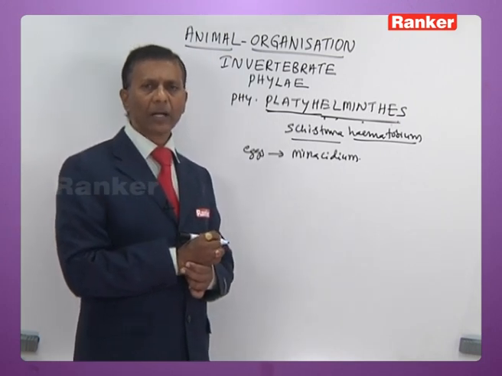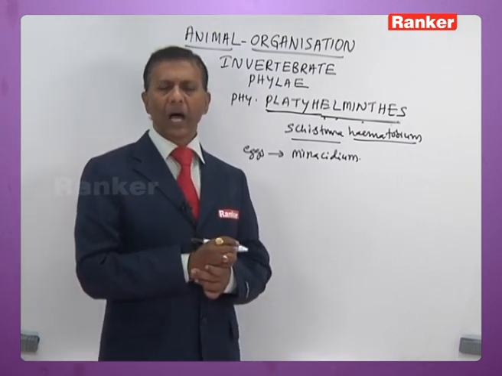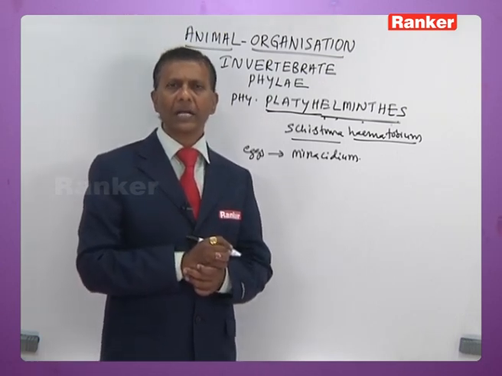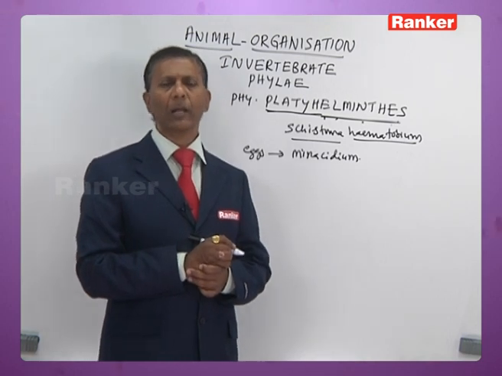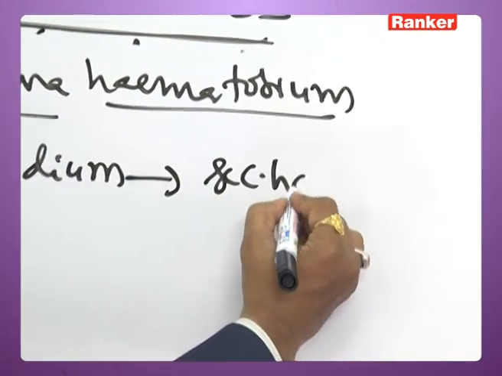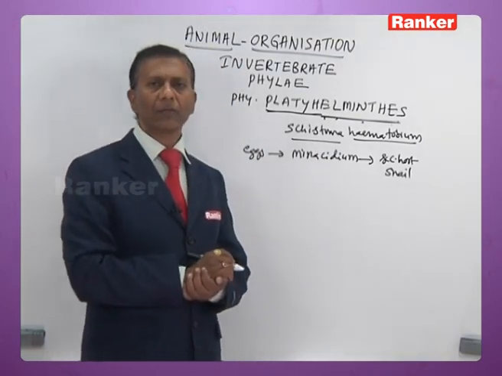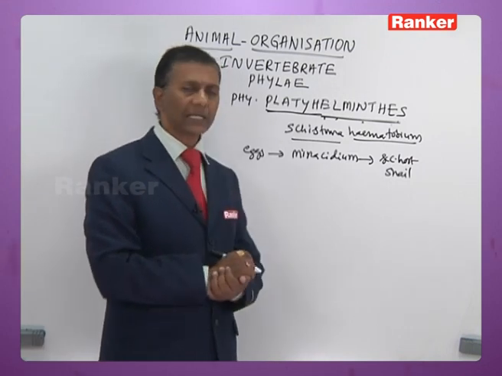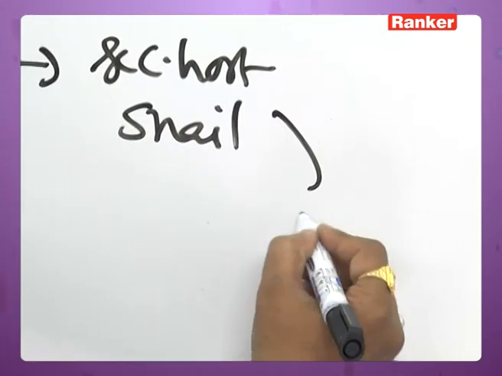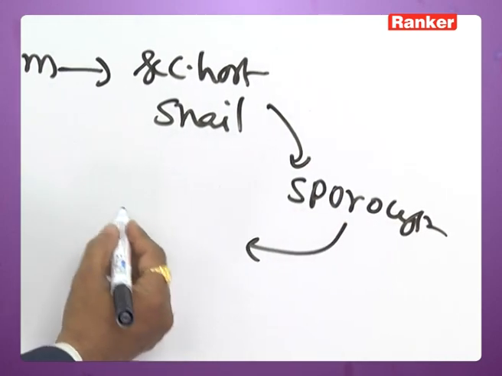When people go swimming, bathing or wading in contaminated waters, this miracidium larva finds its way into the human blood vessels with the help of penetration glands. Miracidium swims in water in search of the secondary host, that is the snail. Now in the snail, the miracidium transforms into sporocyst. The sporocyst in turn transforms into cercaria.